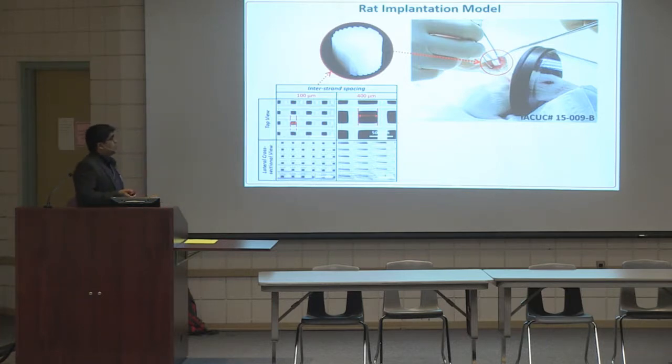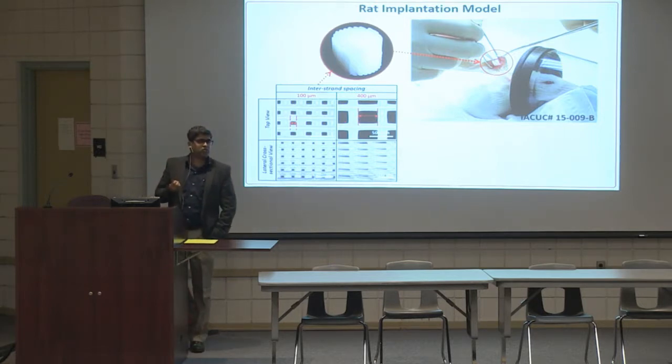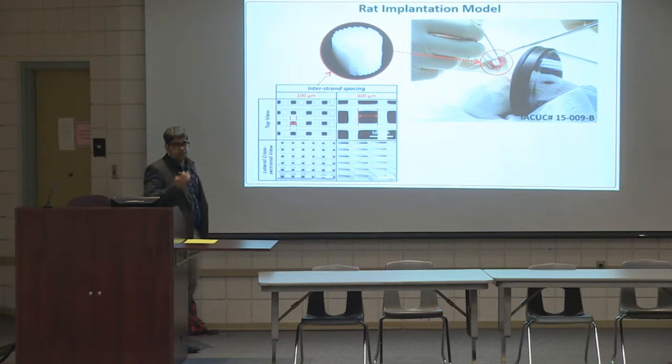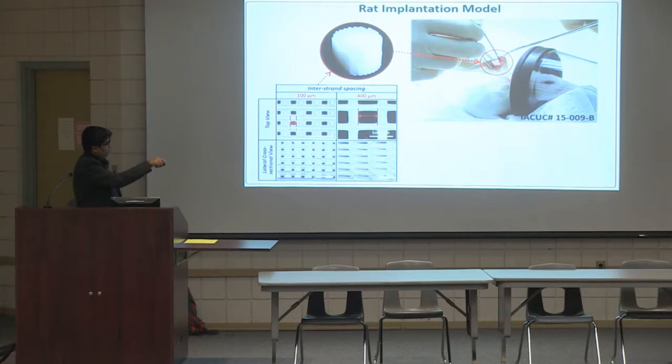Remember I talked about the importance of studying the microarchitecture. So here we made scaffolds of two different designs. In one design, the size of the pore was 100 microns, so that's just about the size of a single strand of hair. And then we had some scaffolds in the second design where this was scaled up 4 times, so the pore was about 0.5 millimeter large. This is what these things would look like in a cross section.